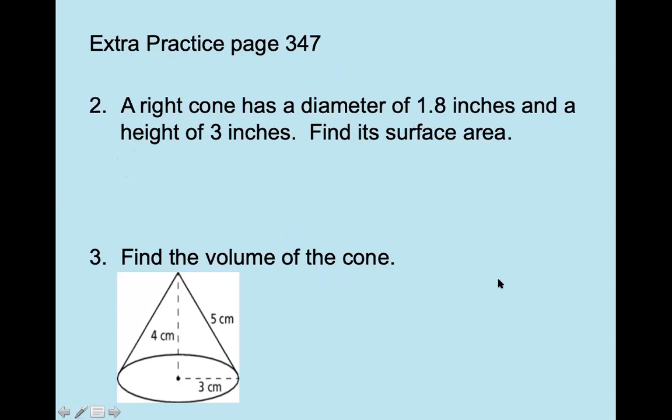Okay, we're jumping ahead now to page 347. We're going to start some work with cones. And the first extra practice problem we're going to look at on 347 is number 2. So number 2 says a right cone has a diameter of 1.8 inches and a height of 3 inches. Find its surface area. All right, so we've got to remember our surface area formula here.